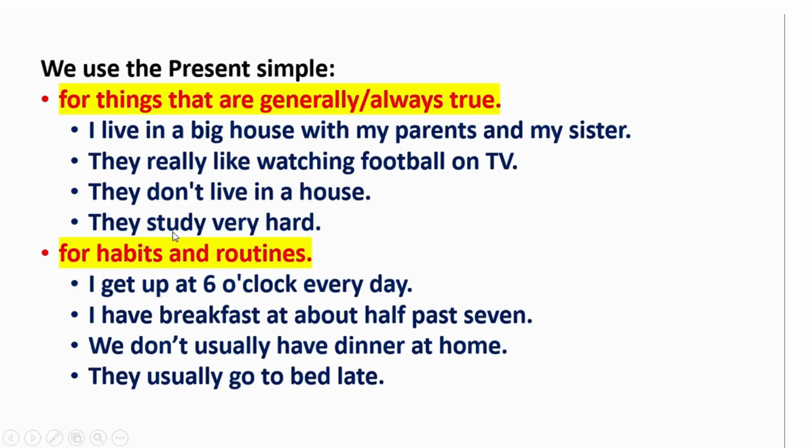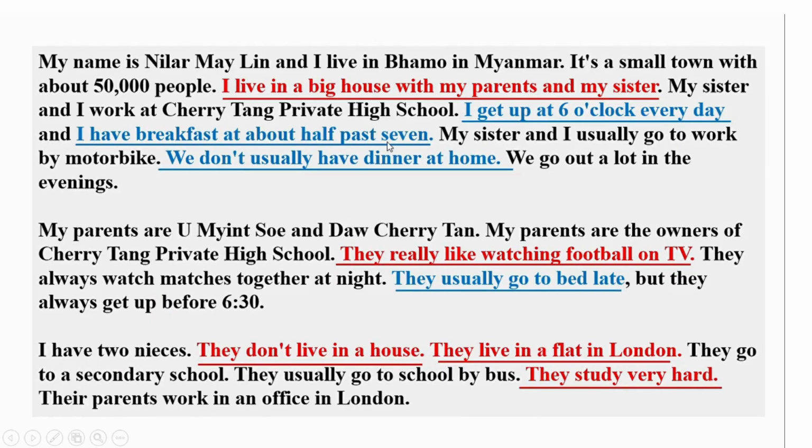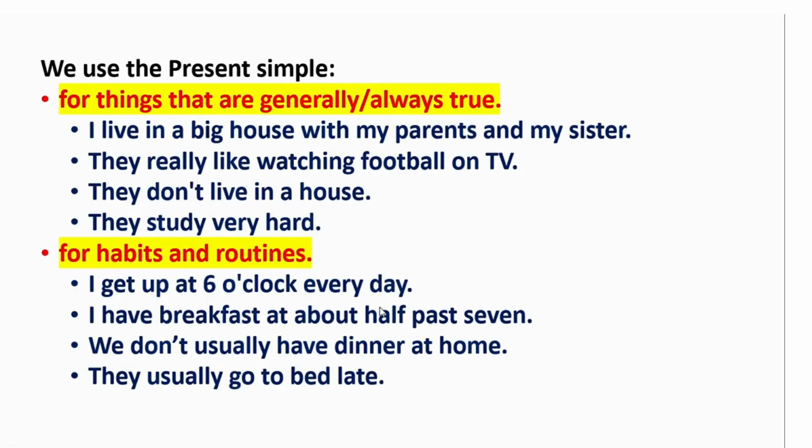Okay, and let's check the other sentences in blue. I get up at 6 o'clock every day. I have breakfast at about 7:30. We don't usually have dinner at home. They usually go to bed late. So these sentences are talking about habits and routines. Okay, so we use a present simple for these sentences. Get up, have, don't have, and go.